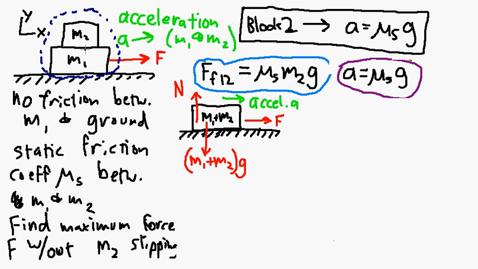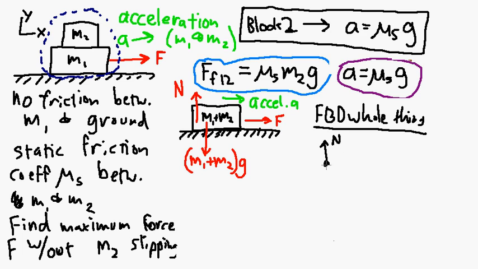And what's the acceleration of the whole system? Just a. So this is useful. Anytime you have a pair of objects accelerating at the same rate, if they're tied together, you can absolutely lump them together. So let's see if we can do a free body diagram for this. FBD for the whole thing, the whole kit and caboodle. All right, so there's our normal force, there's our applied force F, and there's m1 plus m2 times g.